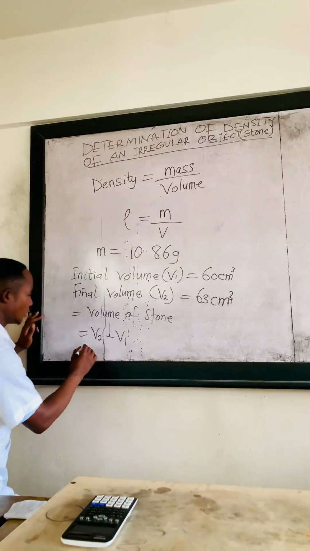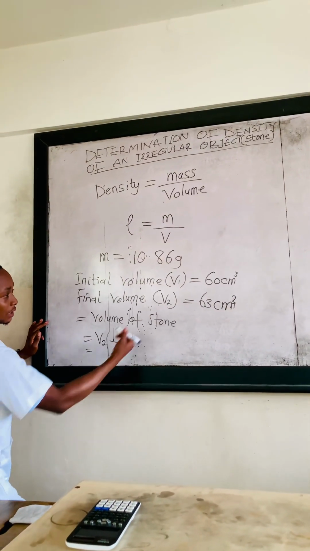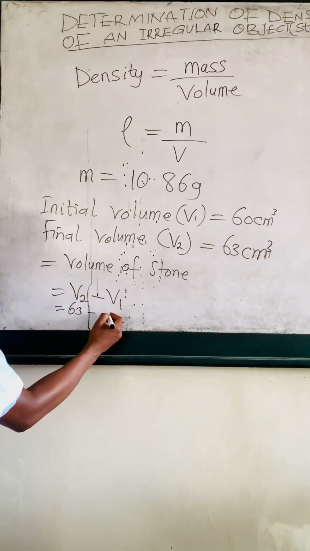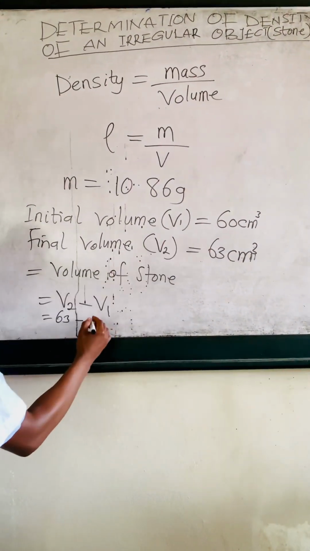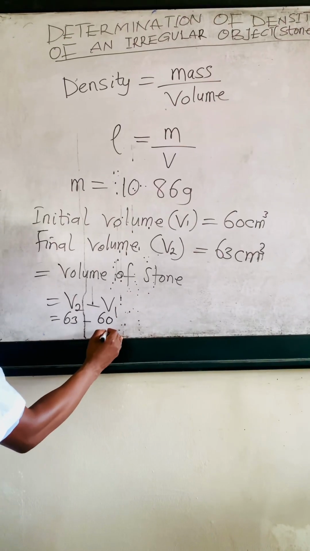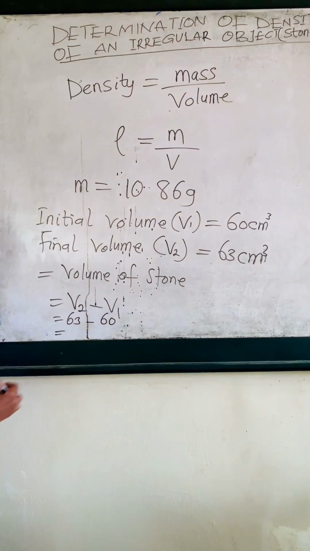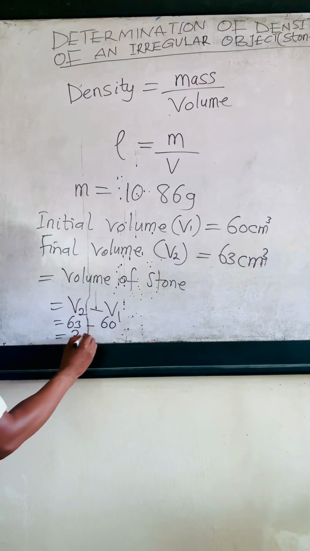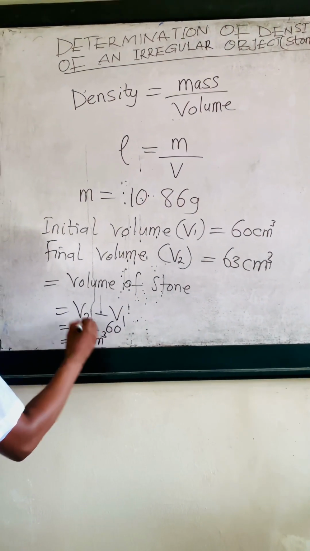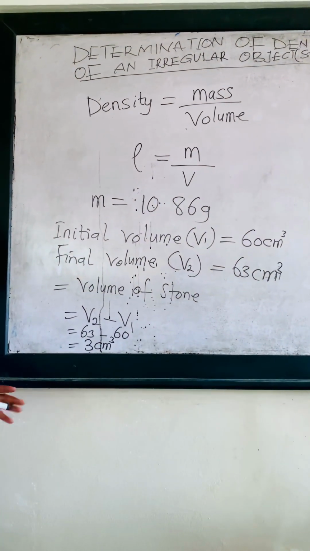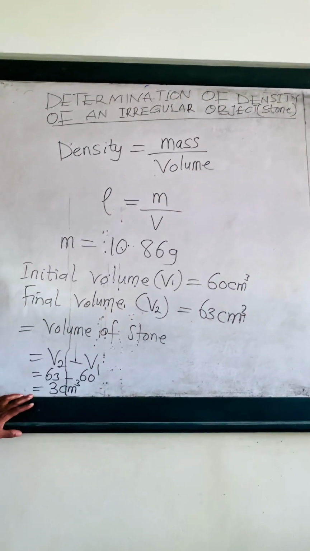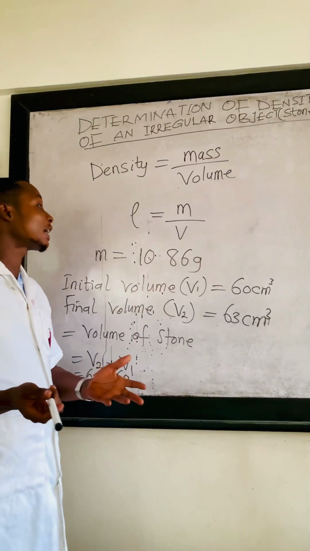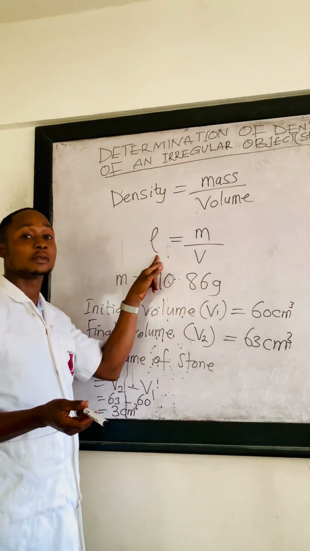What is the volume for V2, class? It's 63 centimeters cube. Minus V1, which is 60 centimeters cube. So what do we get here? Class, 60 from 63, what do we get? We get 3 centimeters cube. Fantastic. So right now, we know our volume of stone and the mass of stone. Therefore, we can find the density of the stone easily.